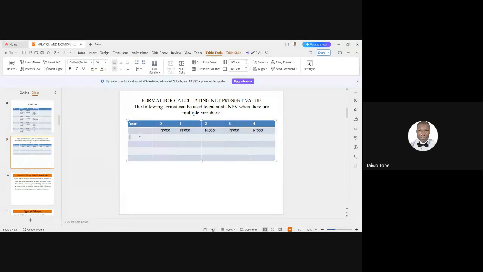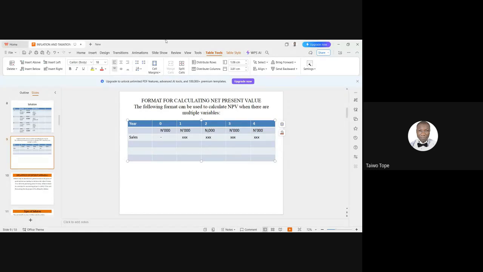Now, how do we determine our profits? We have our sales. Year 0 is the time of investment, so you might not have sales. The sales value will be dash, be nil. In year 1, you can have sales value. In year 2, you can have sales value. In year 3, you can have sales value. Likewise, in year 4, you can have sales value.